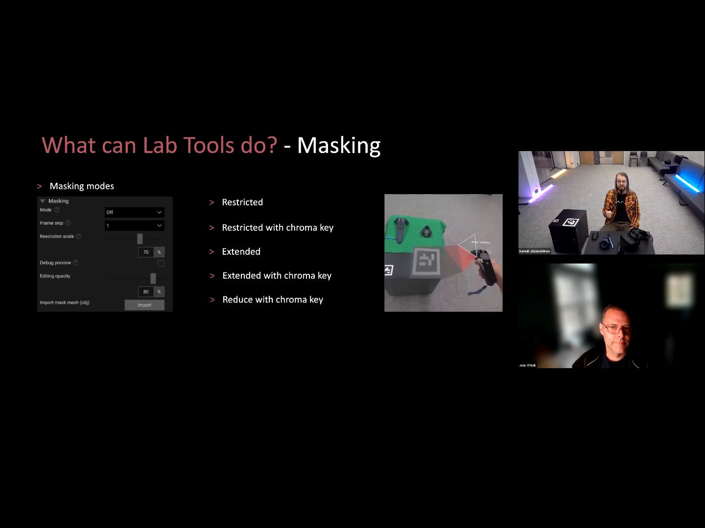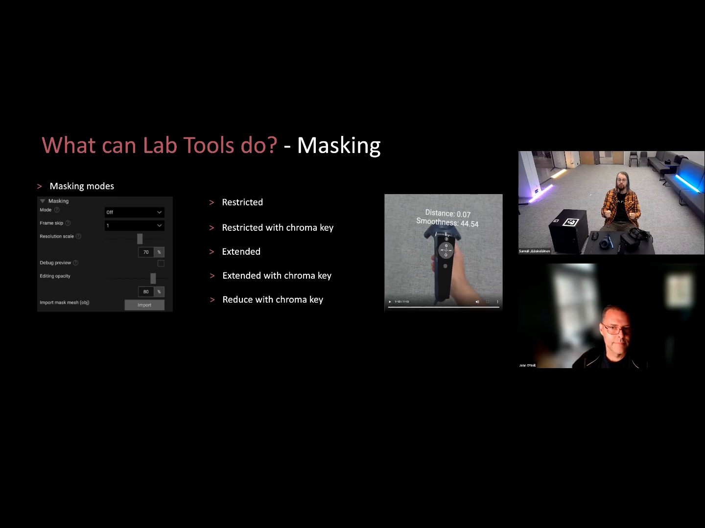For extended masks, the use case is usually some larger part that you want to mask out. For example, a full cockpit of an airplane that you are running a simulation on, where you only want to see the virtual world outside of the cockpit. Extended with chroma key is usually for big chroma key setups and rooms where you have green walls and green floors, but you may not want a green ceiling because that is a very difficult thing to achieve.